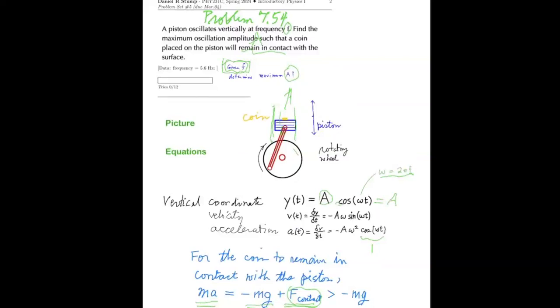All right, so that's another example. That's an example of harmonic motion. Not from a spring, just from the contact force between the rod here and the piston.